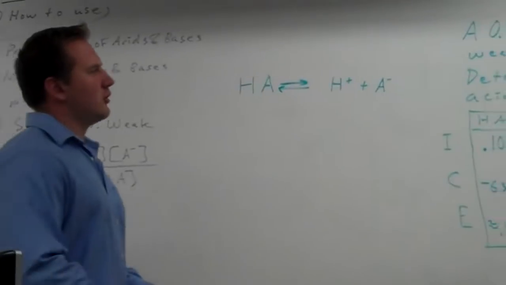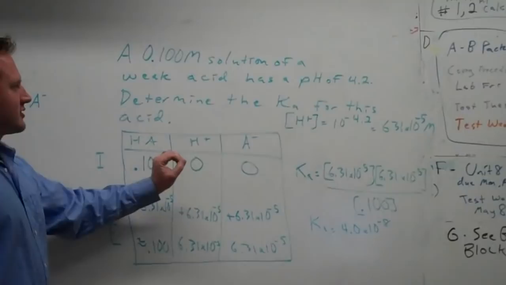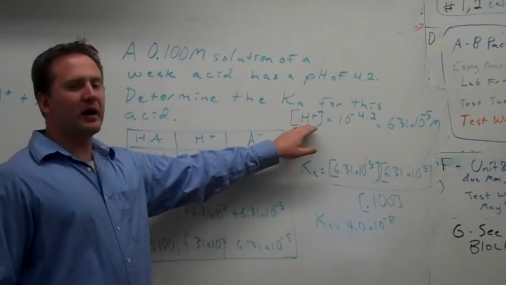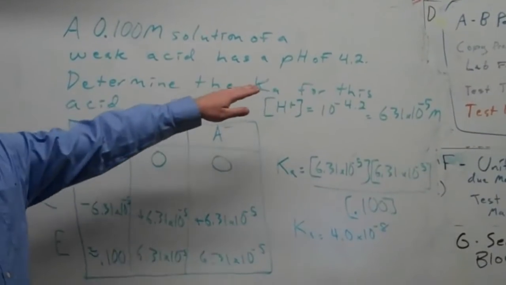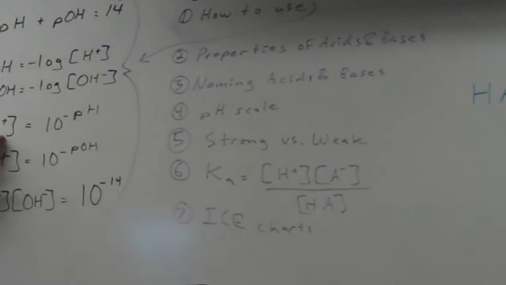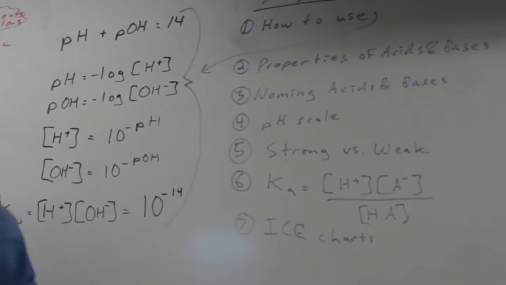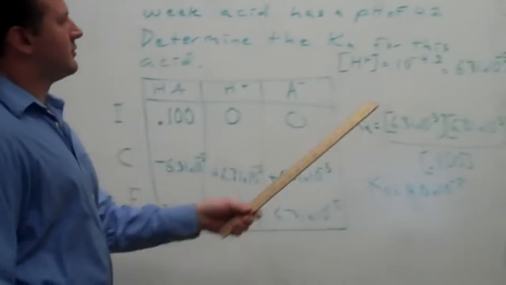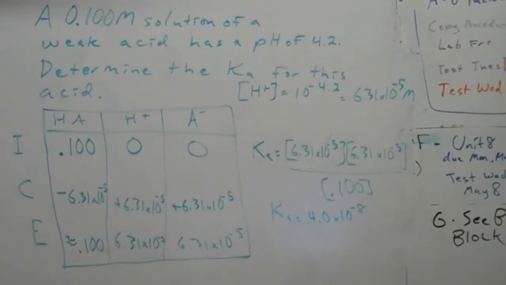So, before we do anything with the Ka, first thing we need to do is find out the hydronium ion concentration for the solution. And since we were given the pH to be 4.2, we can use this equation, which states that the hydronium ion concentration is 10 to the negative pH. We did that, and we found the concentration to be 6.31 times 10 to the negative fifth molar.